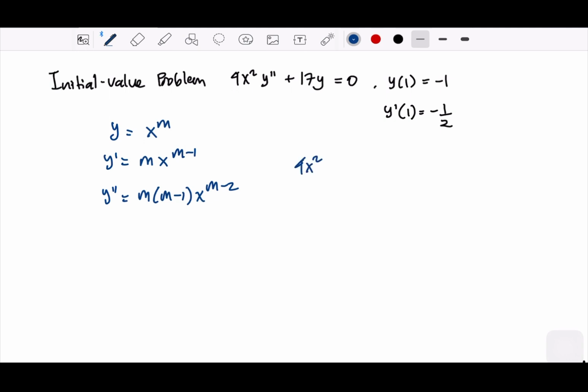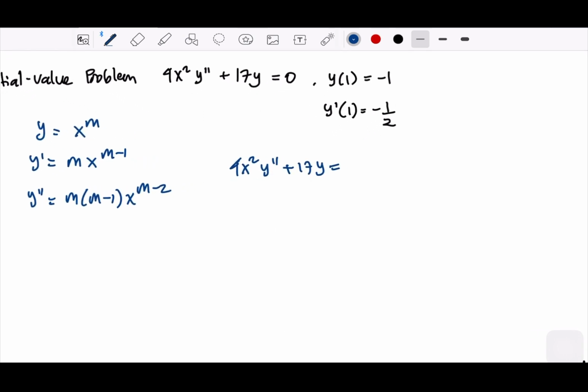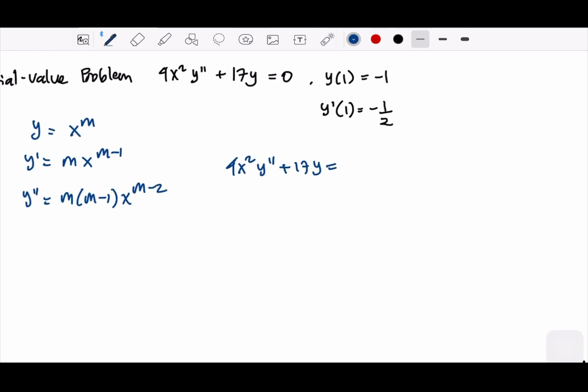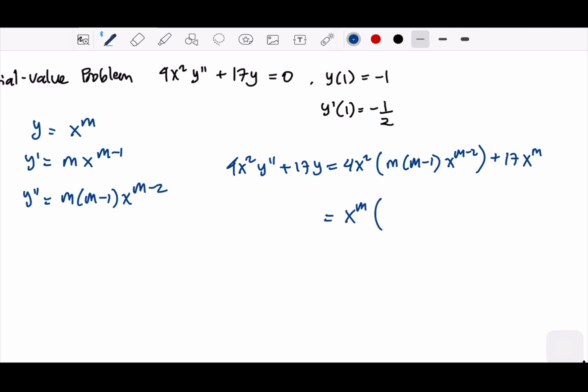So we take 4x squared y double prime plus 17y is equal to 4x squared m minus 1 x, and then plus 17x m. We take x with power of m outside, and this x and this x squared is going to cancel, so we are going to have 4m minus 1 plus 17. So we could take the 4m squared minus 4m plus 17 equal to 0.